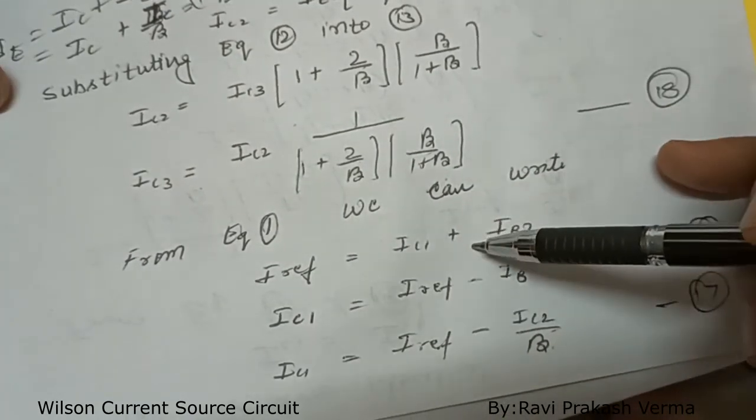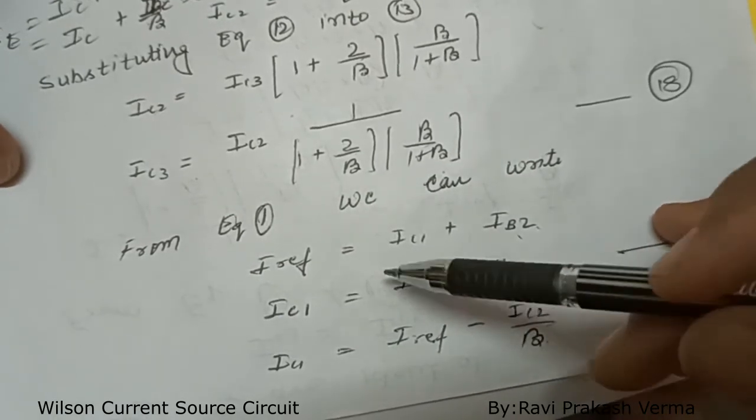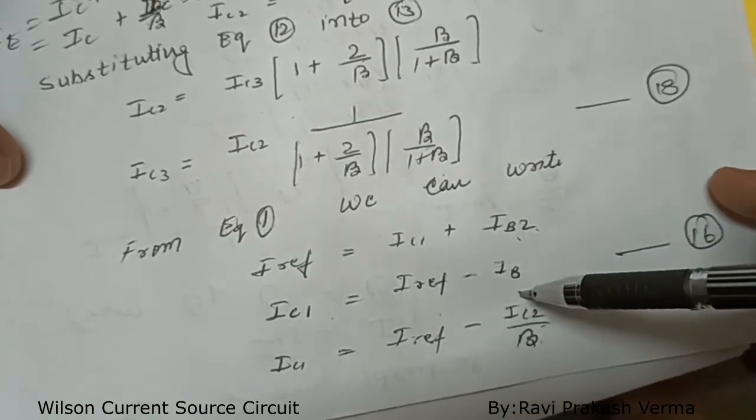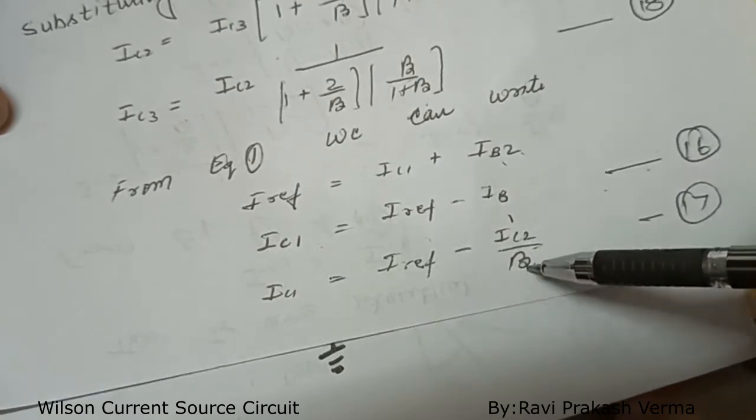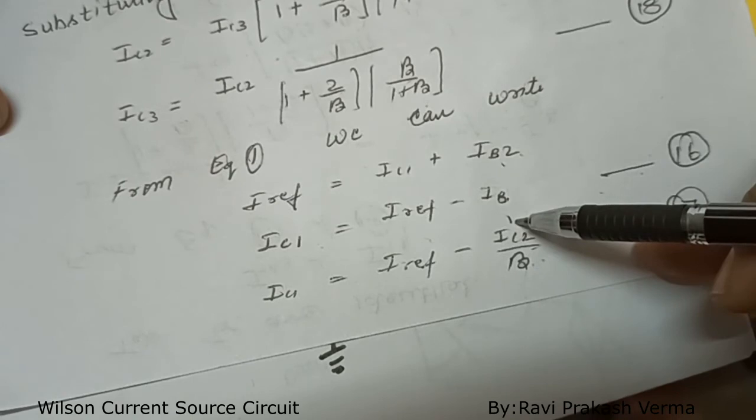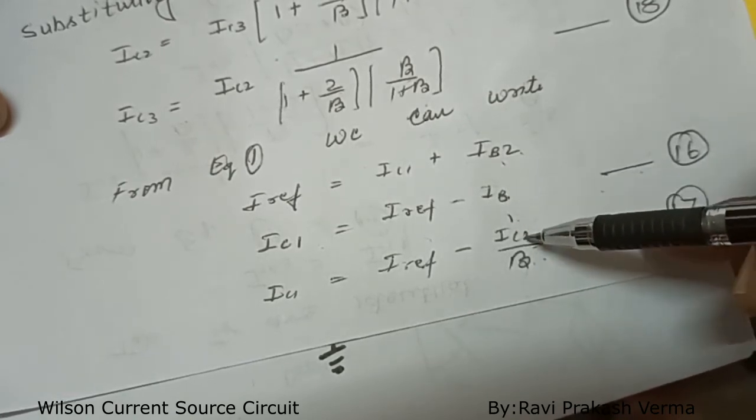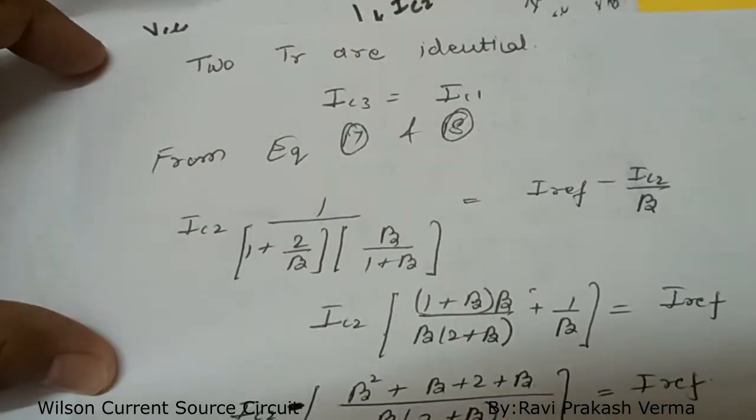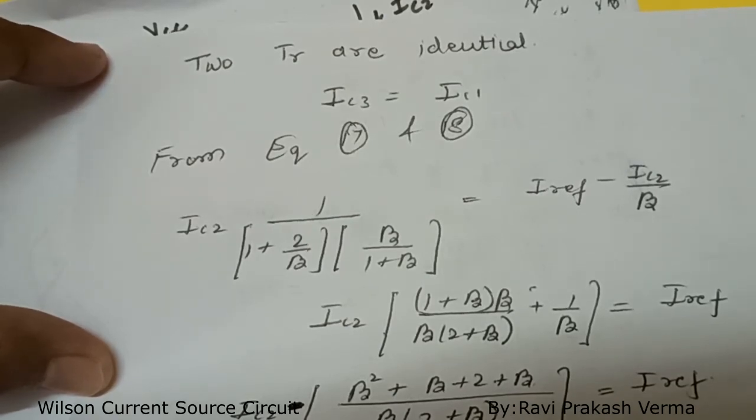Now we have the first equation, I reference is equal to IC1 plus IB2. Interchanging, we get the value of IC1 in terms of I reference and IB, and this is equation number 16. Now we put the value of IB in terms of beta and IC2, using the current gain relationship beta is equal to IC over IB. Transistors 3 and 1 are identical, so IC3 is equal to IC1.